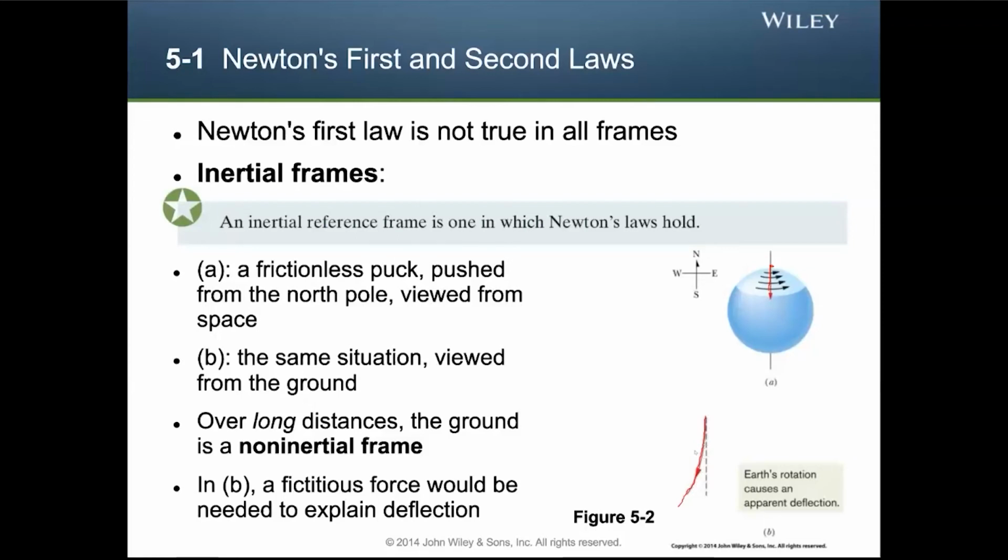So in one frame of reference, it's accelerating. In another, where you're just standing there on the ground watching it slide by, it's not accelerating. It's moving at a constant velocity. So that's basically what this is trying to say. And this may not be so important right now, but it will be important later.